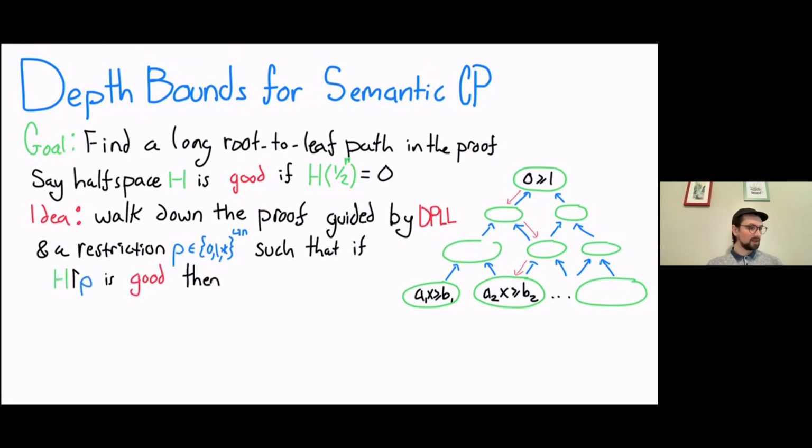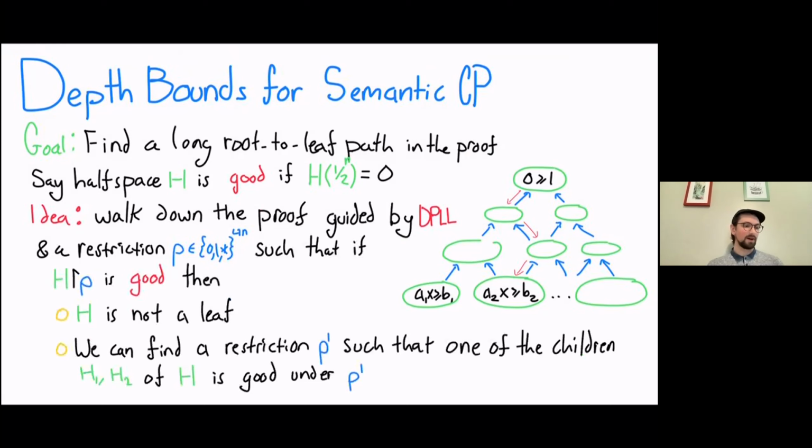Okay. And the restriction is going to satisfy the following: if our current half space H under the restriction rho is good, that means it's falsified by the all-half point. Then first, H is not a leaf. And second, we can find another restriction rho prime such that one of the children, H1 or H2 of H, is good under rho prime. And rho prime is obtained from rho by setting 2 additional bits. And this is why we get this divide by 2 in terms of the depth.